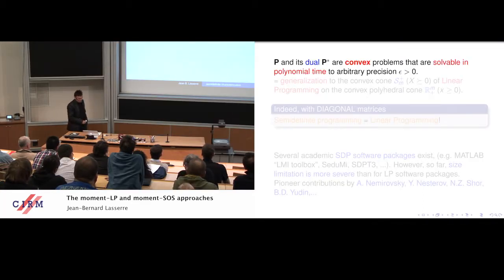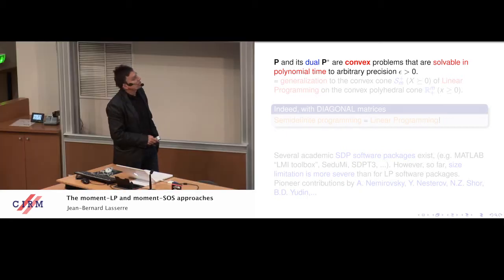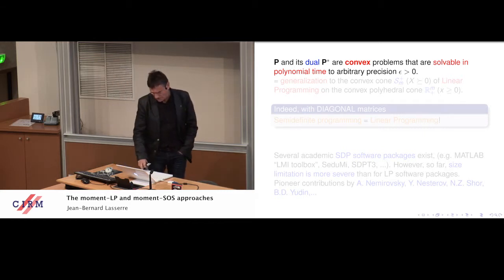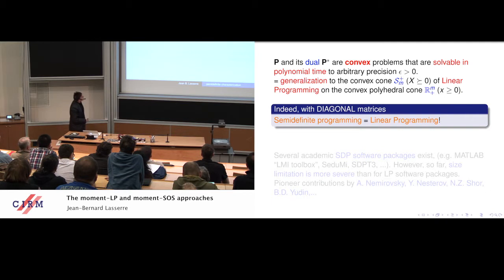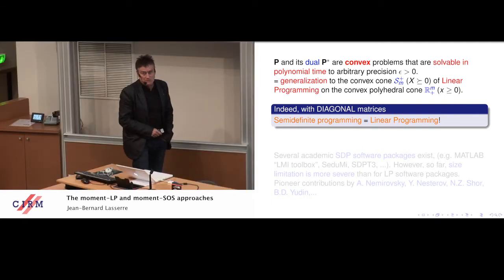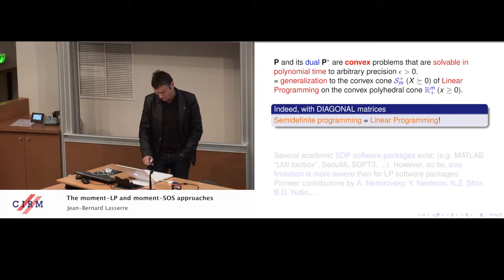And it has a dual problem, which we call P star, as all convex problems have. What we have to remember is that an SDP, its main feature, is that it is solvable in polynomial time to arbitrary precision, epsilon positive, fixed in advance. It is a generalization of linear programming to the cone of positive semi-definite matrices, because in the particular case of diagonal matrices, you are just solving a linear programming problem.